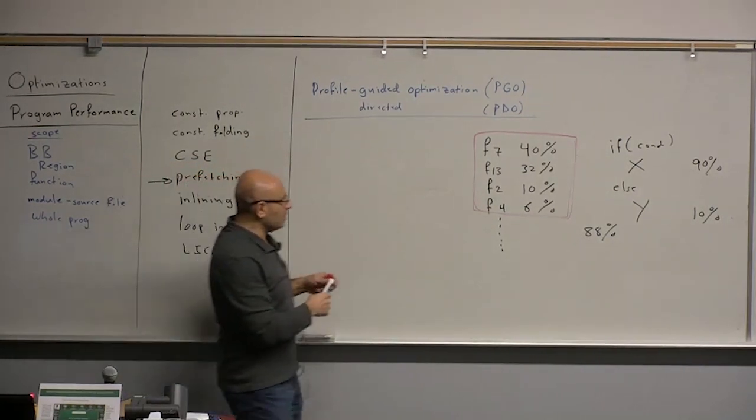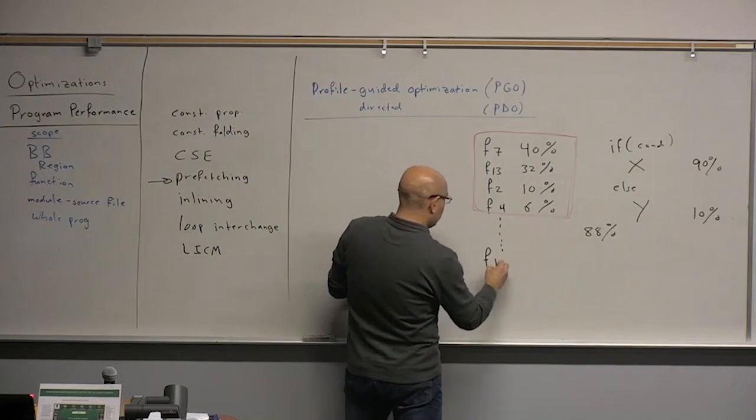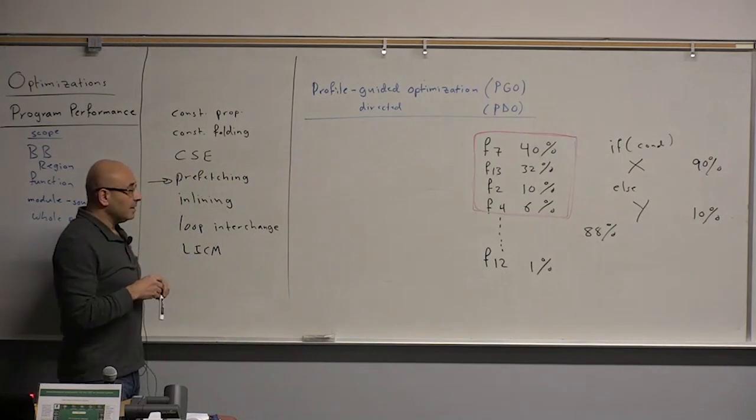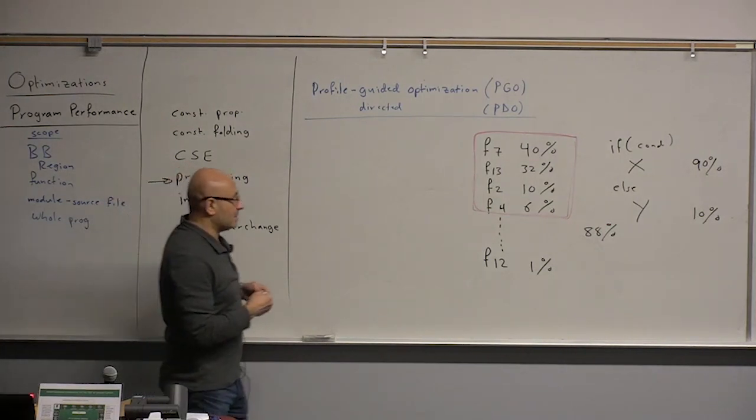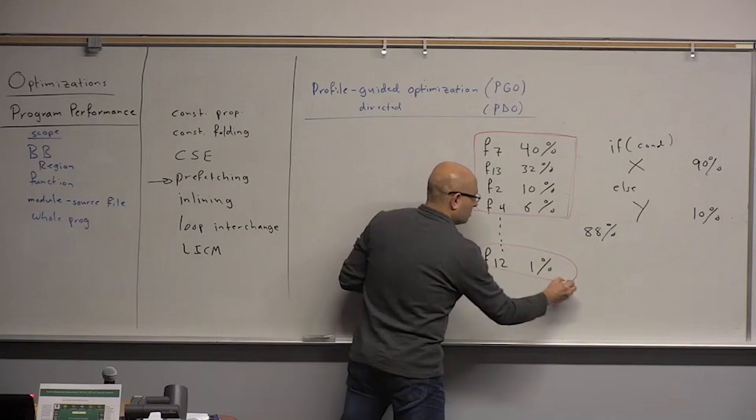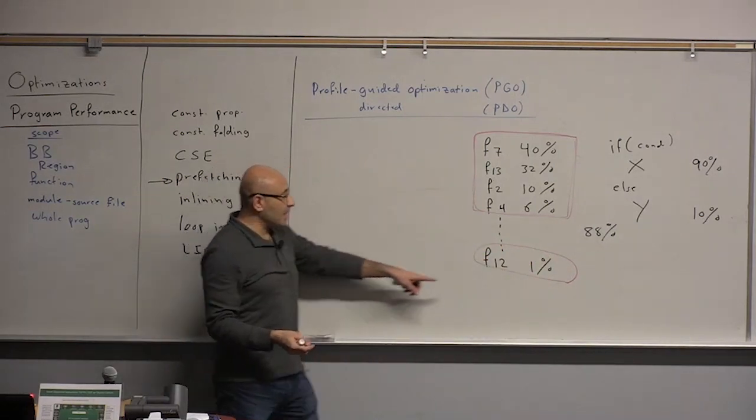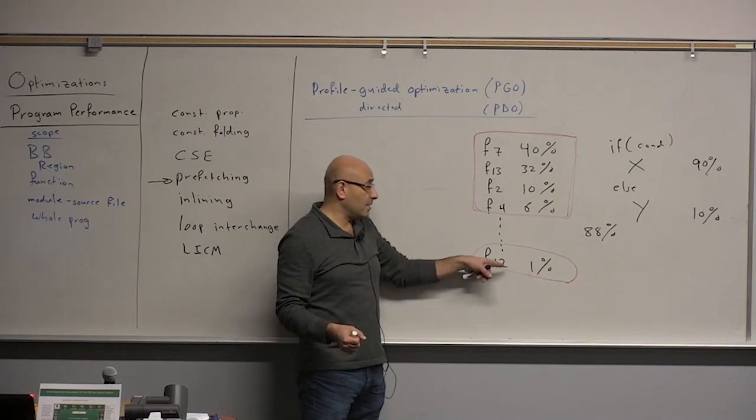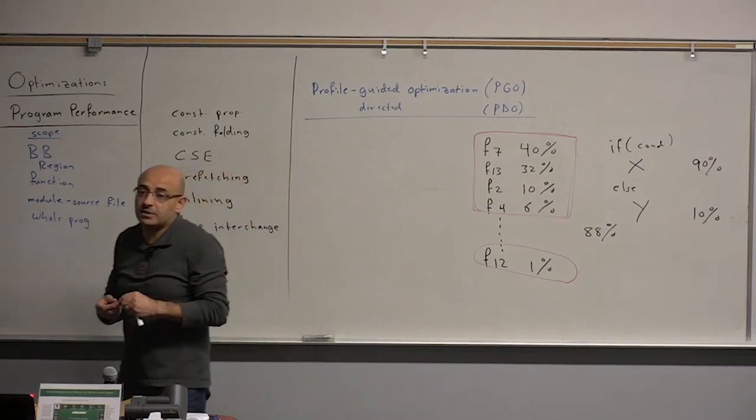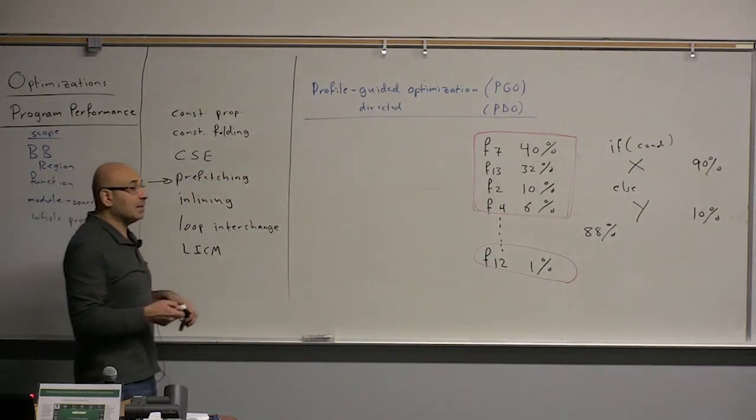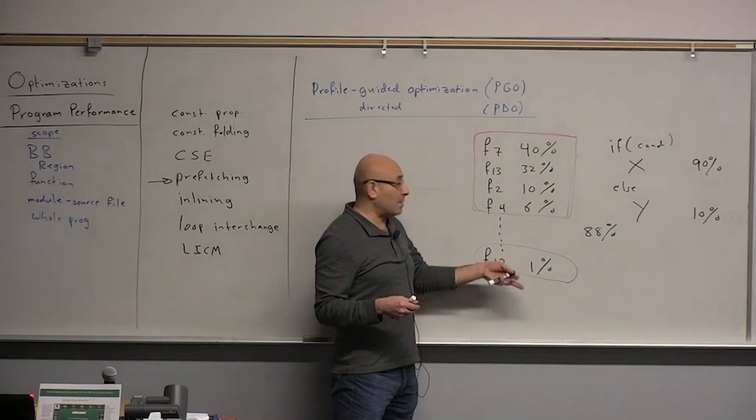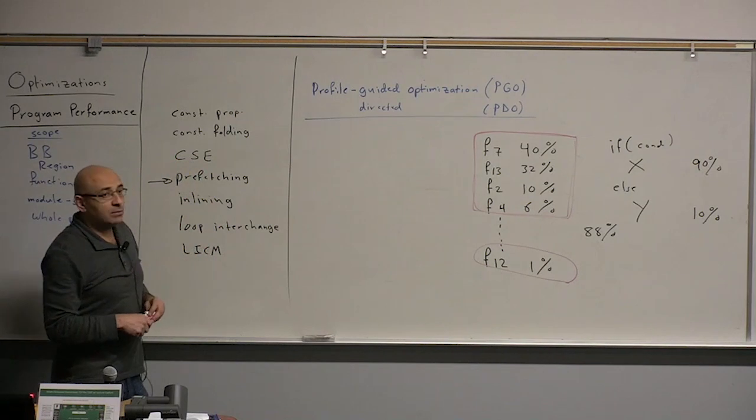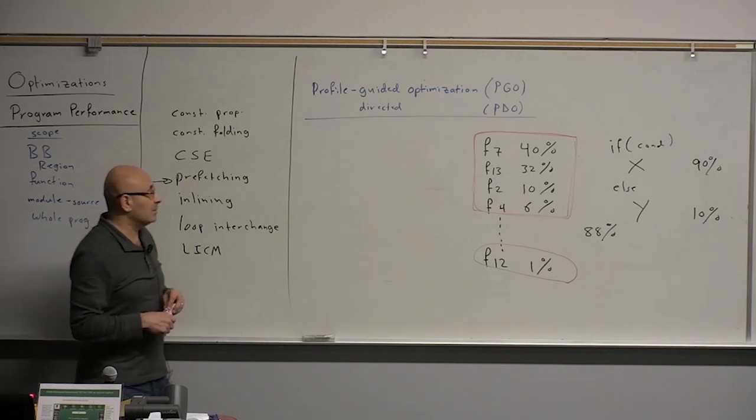So if there is a function here like F12 with 1%, spending some time trying to optimize this will not do me any good. Because even if I make it run in 0 time, I will gain 1%. Even if I make it run in 0 time. Of course, I will not be able to make it run in 0 time. Nothing runs in 0 time. But even if I make it run in 0 time, I will gain 1%. That's not much. I'm trying to speed up my program by a significant amount.